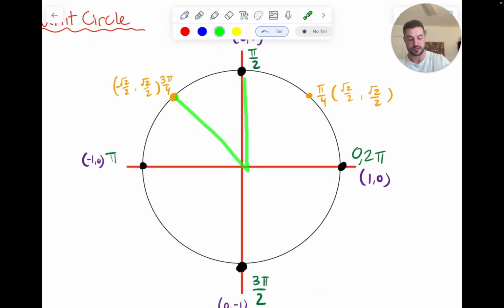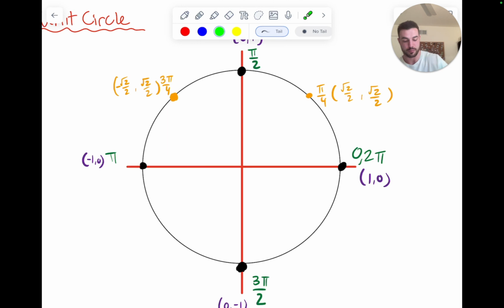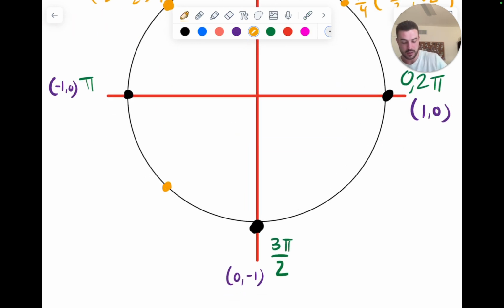Now, if that's 3 pi over 4, then 4 pi over 4 brings us all the way across. We have 5 pi over 4, which would be this angle right here. And so I'm going to put a point down there. We have 5 pi over 4.